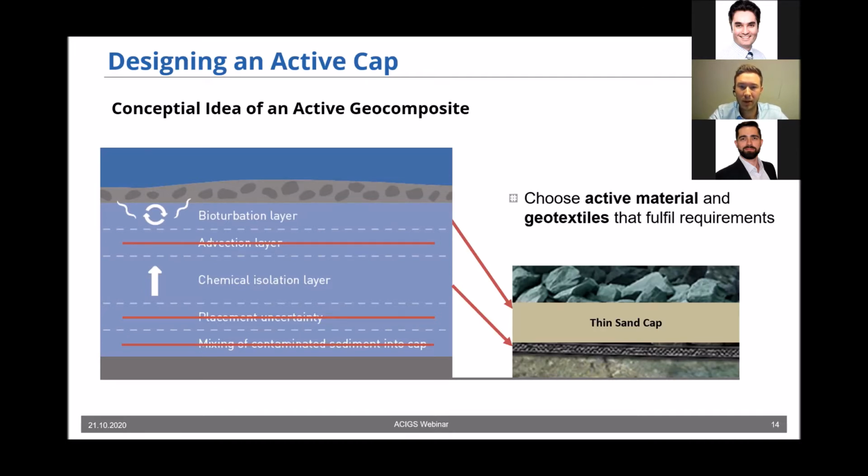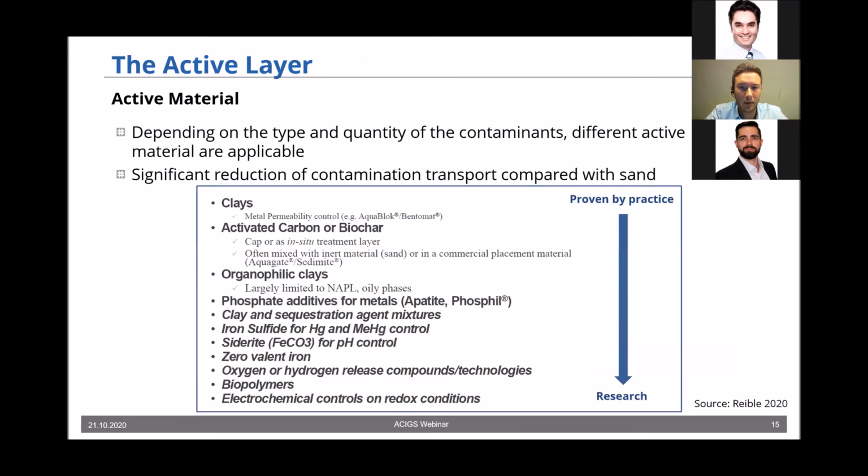When we then come to the design of the active geocomposite, the first thing is to choose the best active material and the best geotextiles that fulfill the requirements that we have on site. So I now want to go a little bit more into detail about the active material. Depending on the type and quantity of the contaminants, we can choose different active materials. The target, of course, is to significantly reduce the contamination transport.